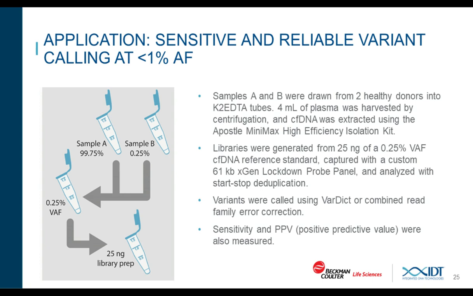Libraries were then captured with a custom 61 kb xGen Lockdown probe panel and analyzed with start-stop deduplication. Variants were called using VarDict or combined read family error correction. Sensitivity and positive predictive value were also measured.